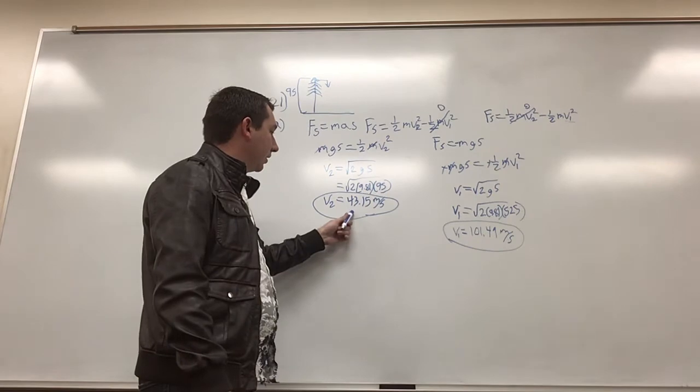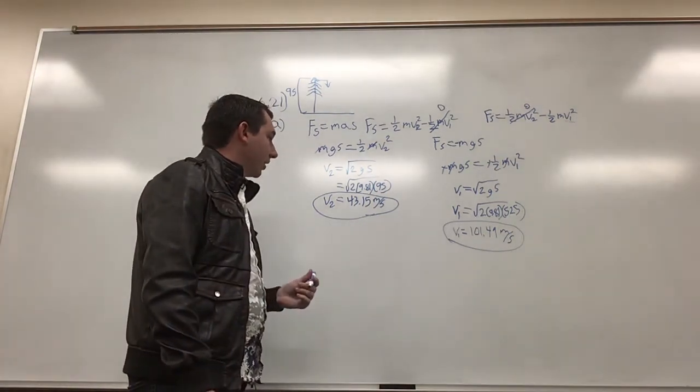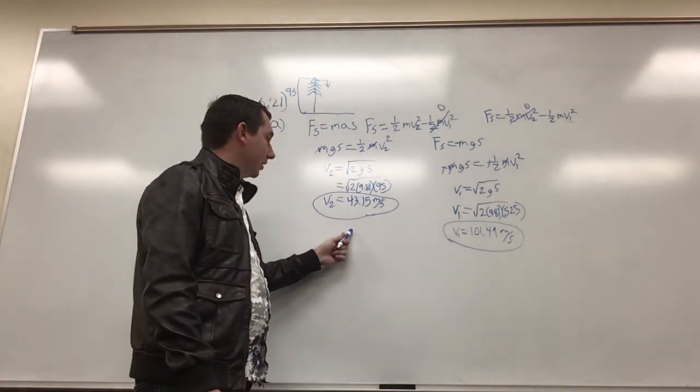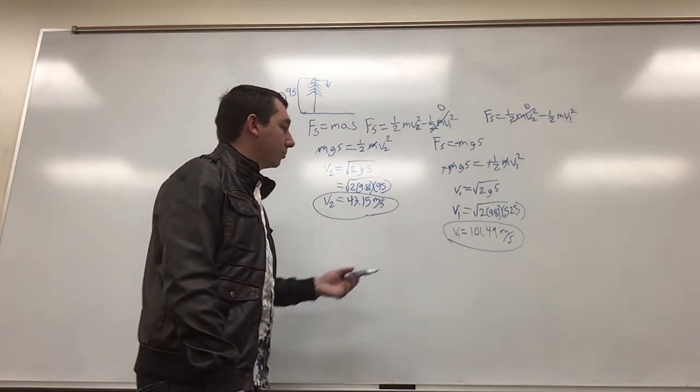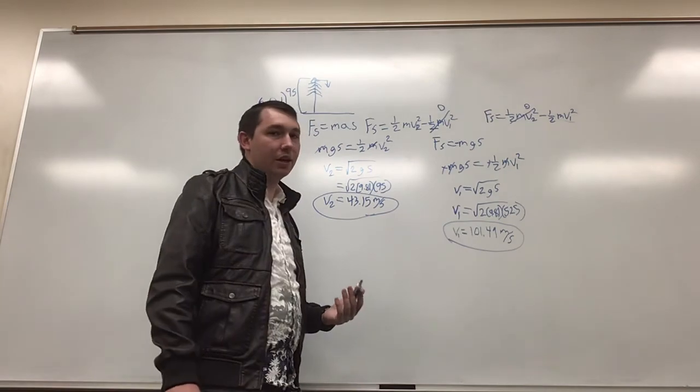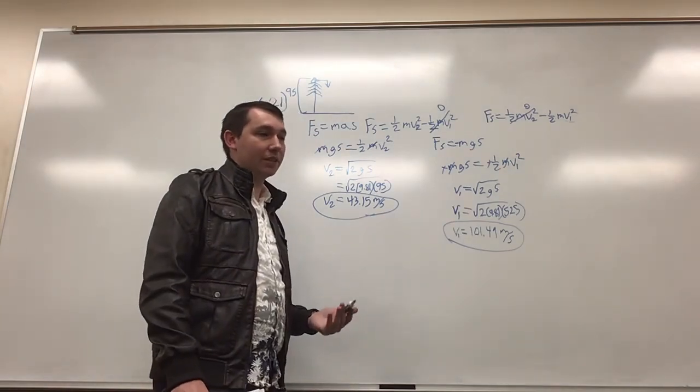So for part A, we solved for the final velocity of a branch falling from a tree. And for part B, we solved for the initial velocity of a boulder ejected from a volcano.